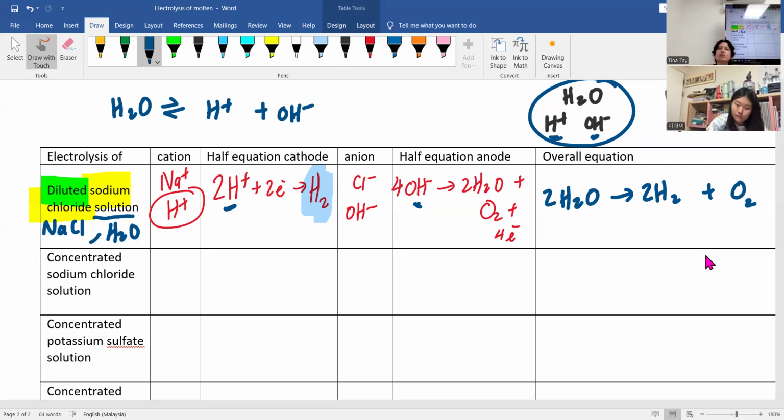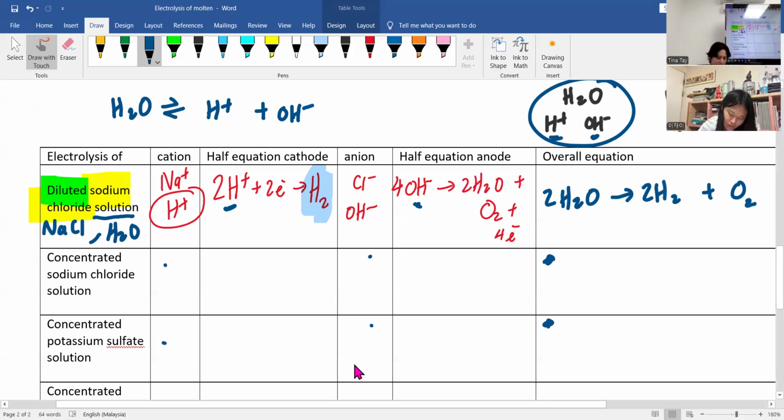Alright, if you don't know how to do overall equation for the rest, it's okay, I will teach you. I want you to try to do this and this. Okay, do now. Do all these ones first.